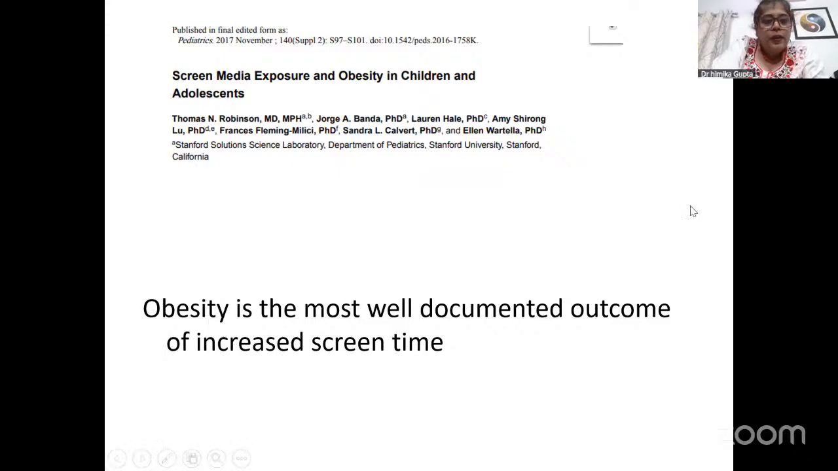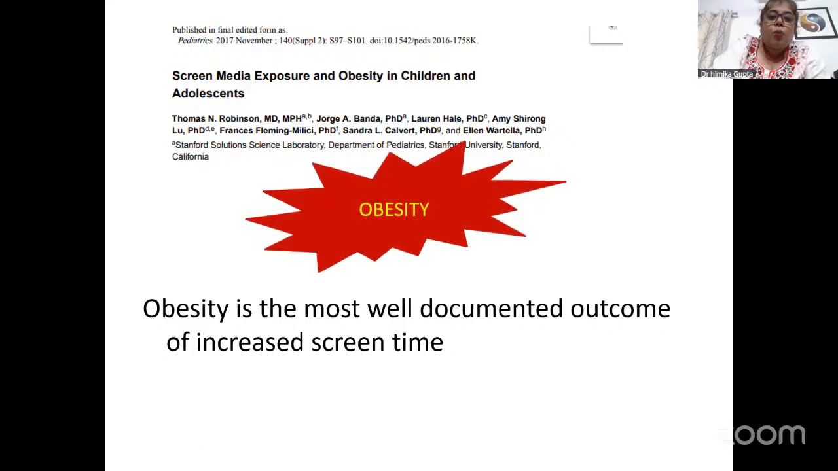So again, obesity is known to be a very well-documented outcome of increased screen time, more or less goes hand in hand with that mindless eating.